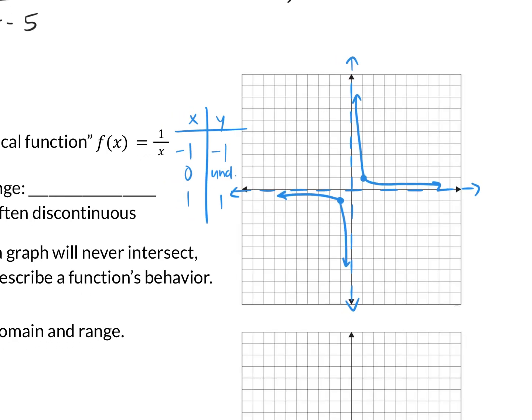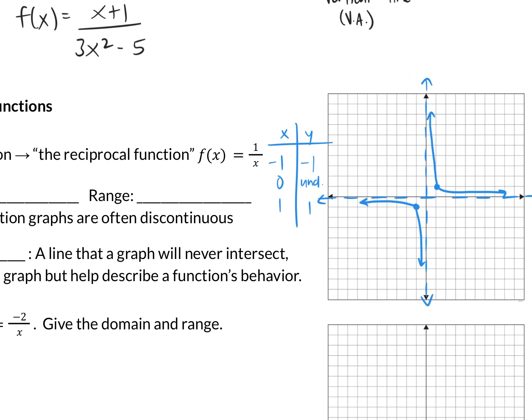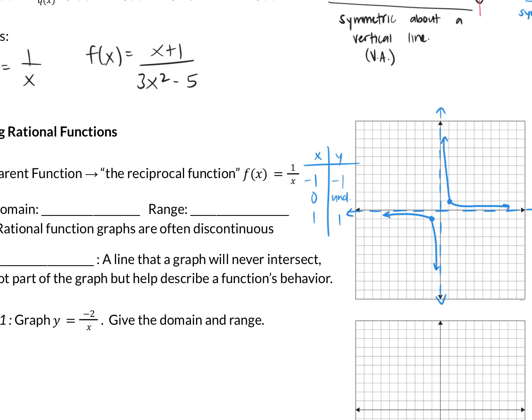Wonderful. Domain is going to be all of the x values that make this function true. Okay? What's the only value that I can't have for x? 0. I cannot have 0, right? So we're going to write our domain in terms of interval notation.